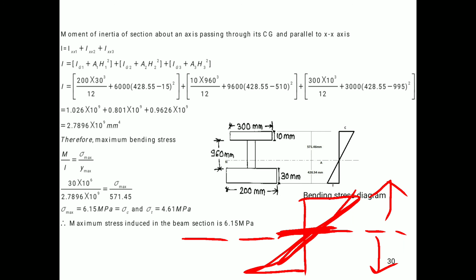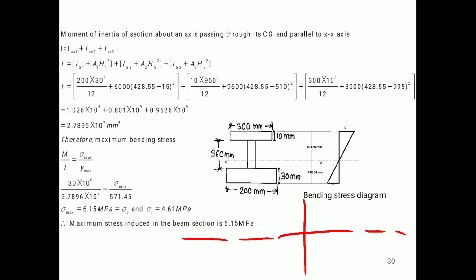So in this manner we have found the value of maximum stress induced in the beam section, and it is 6.15 MPa. In the next lecture, we will again discuss a numerical based on the flexural formula, and in that we will consider another section of the beam.